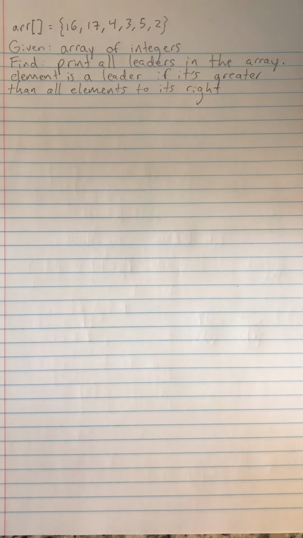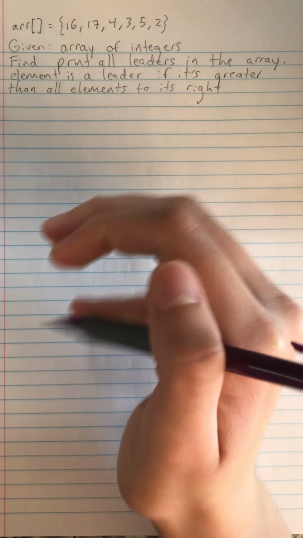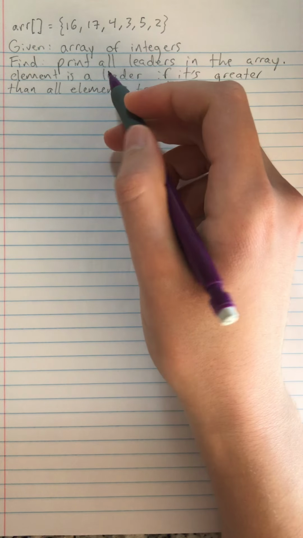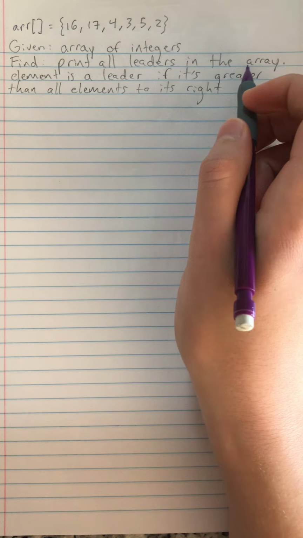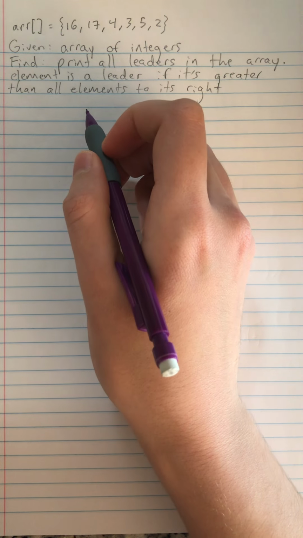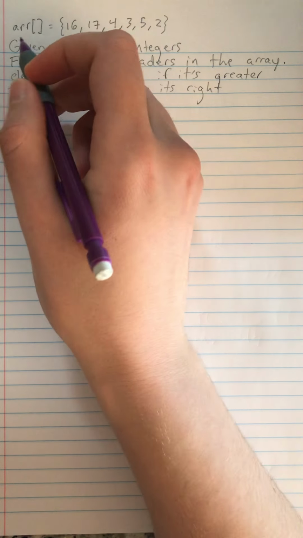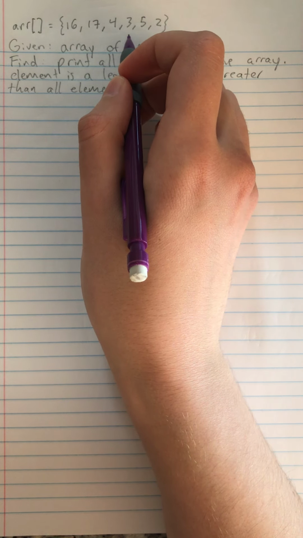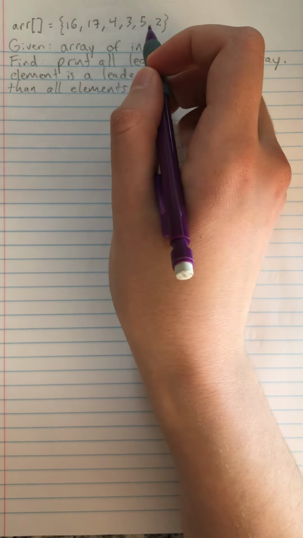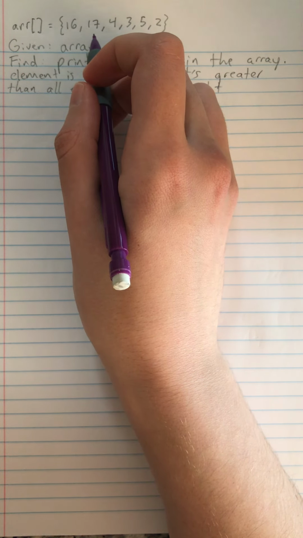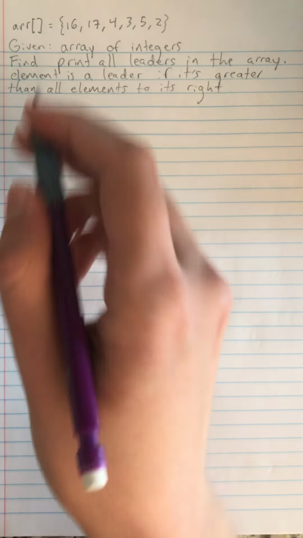This is assignment 1, question number 7. Given an array of integers, print all the leaders in the array. An element is a leader if it's greater than all the elements to its right. Here's a sample array that we'll use later. In this example, the leaders would be 2, 5, and 17. The rightmost element is always a leader.